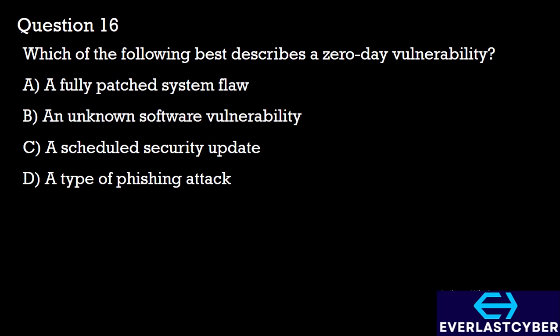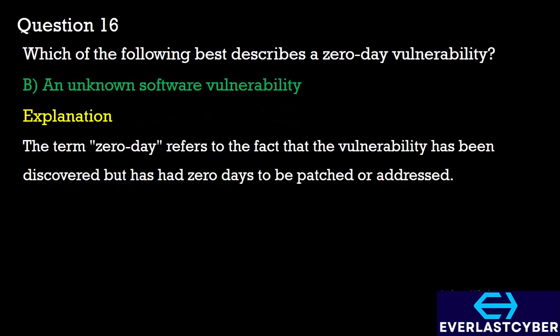Looking at option C, a scheduled security update is a planned fix for known vulnerabilities, so it is not a case where the vulnerability is unknown. And in option D, phishing involves tricking users into revealing sensitive information, but it is totally unrelated to zero-day vulnerabilities, which are about software flaws. So the option that best describes a zero-day vulnerability is option B. It is an unknown software vulnerability, and it can be exploited by attackers before the vendor is able to release a fix.